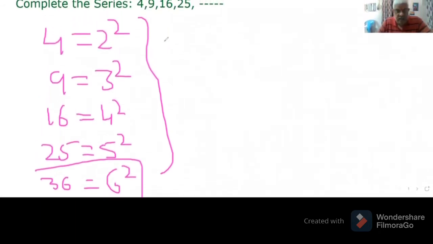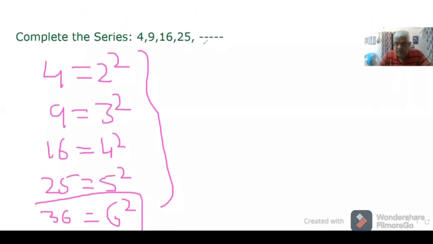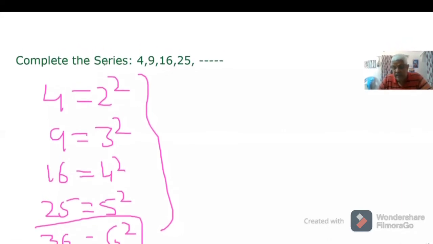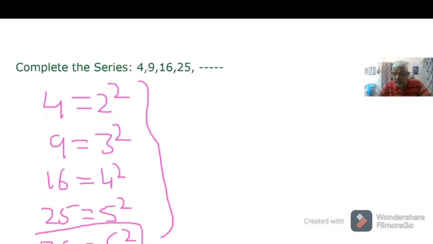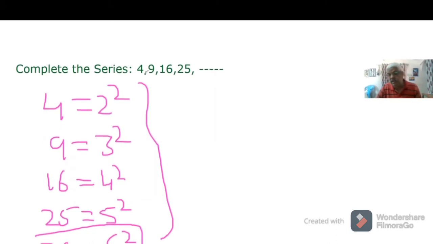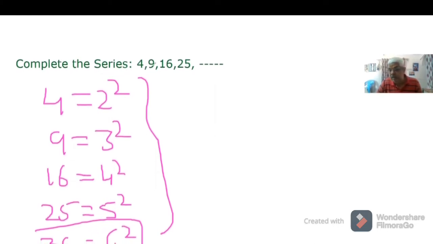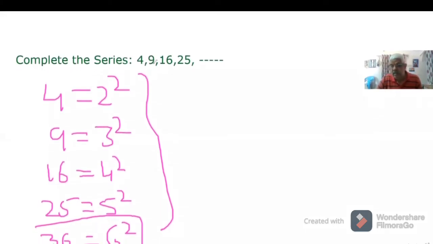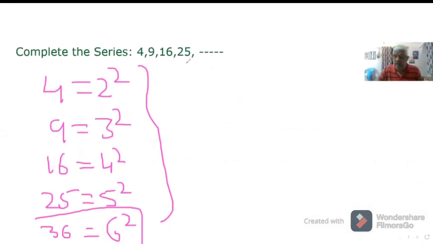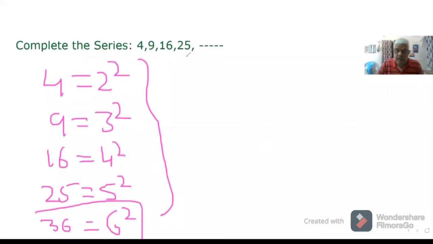Now, here the first question they asked is 4, 9, 16, 25, and so on. Complete the series, they asked. Observe how you can solve. First, relations. You have to identify the relation between the first number and the second number, then the second and the third, and the fourth. Here, you have to observe it with a lot of concentration.